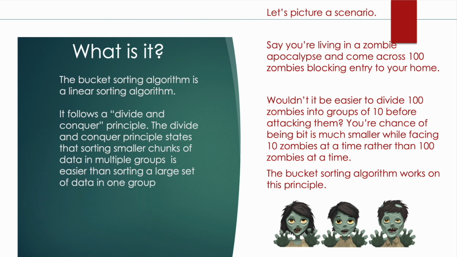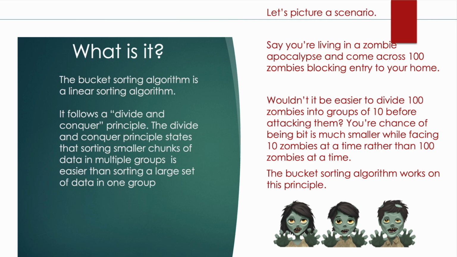So what is the bucket sorting algorithm? The bucket sorting algorithm is a linear sorting algorithm. It follows a divide and conquer principle. The divide and conquer principle states that sorting smaller chunks of data in multiple groups is easier than sorting a large set of data in one big group.